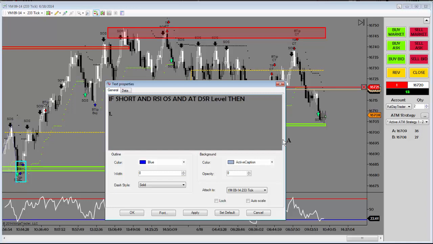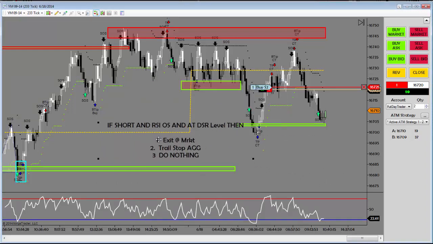Number one, I can exit at market. Number two, I can trail stop aggressively. Number three, do nothing. Trail the stop based on the way you typically do it. So what this does, this brings rules, very specific quantifiable rules to this condition.